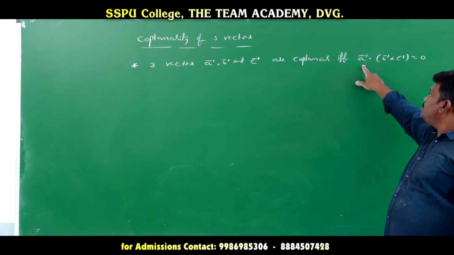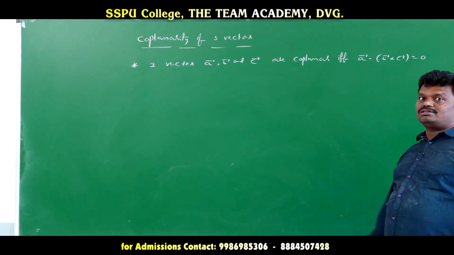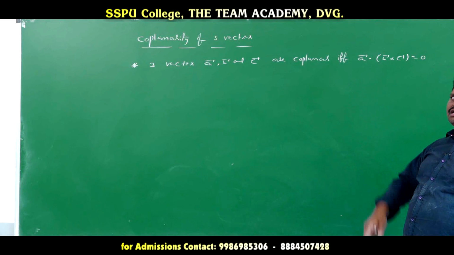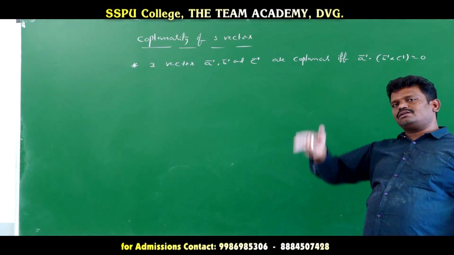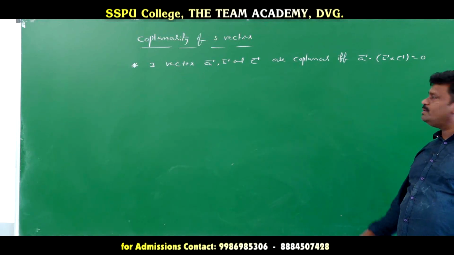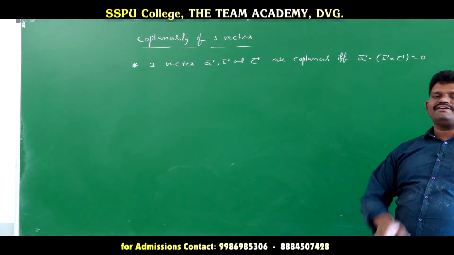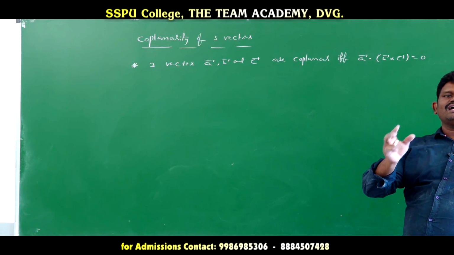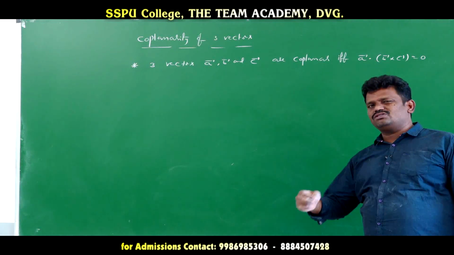What does this mean? A bar is perpendicular to the resultant vector of the cross product of B vector and C vector. So that's why the box of A bar, B bar, C bar is equal to 0 means the given three vectors are coplanar vectors. Just remember this statement and we solve the questions.